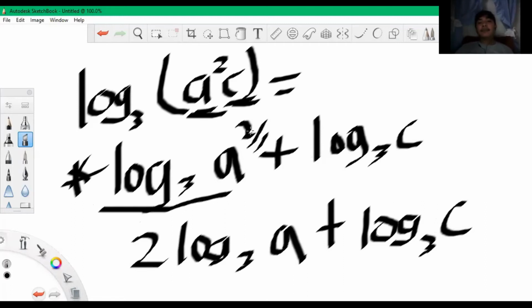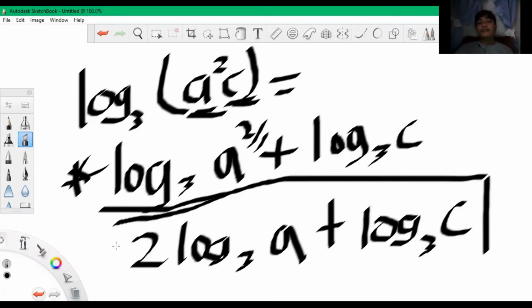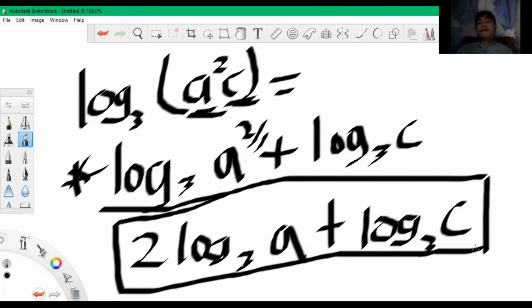So pag in-apply natin siya, ibababa natin dito sa kabila yung exponent. So the exponent is equivalent to 2. Kaya nagkaroon dito ng 2 before the logarithm symbol. So we have 2 and then the logarithm of a to the base 3. And just copy the logarithm of c to the base 3 since yun na po ang kanyang simplest form. So ito po ang ating expanded form for the logarithm of a squared c to the base 3. Okay, so we have 2. The expanded form is 2 times the logarithm of a to the base 3 plus logarithm of c to the base 3. Okay.